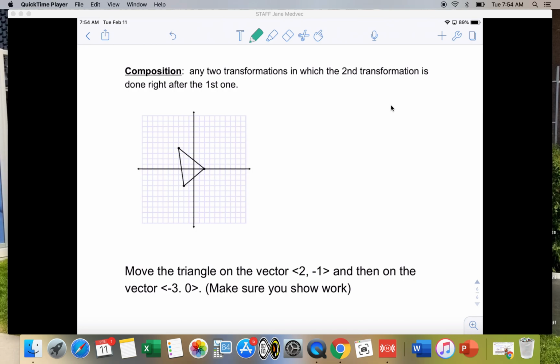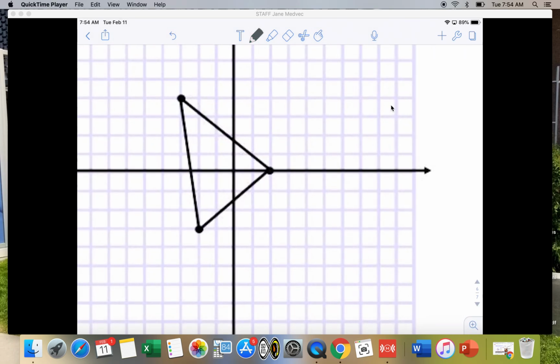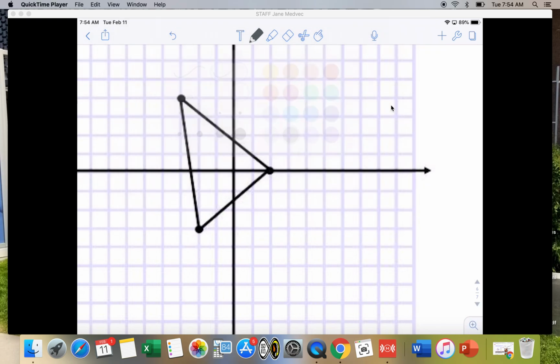And what we're going to do with this one is look at a word called composition. It's any two transformations in which the second transformation is done right after the first one. So what we're going to do is move a triangle and then move it again. First we're going to take this triangle here and do the ordered pairs. I'm going to make it smaller. I'm going to call this A, this B, and this C.